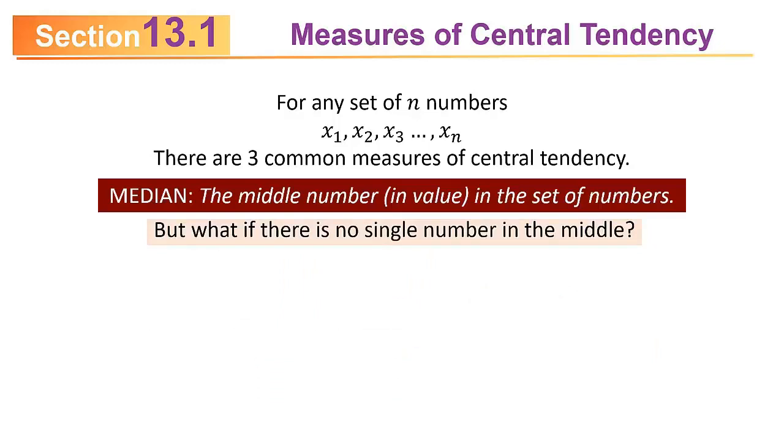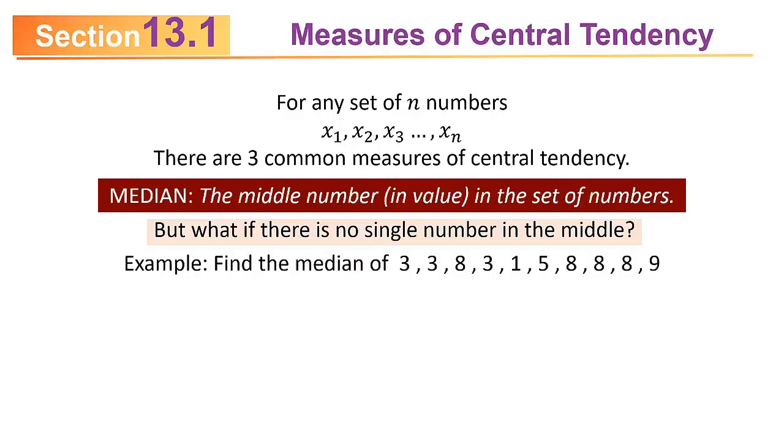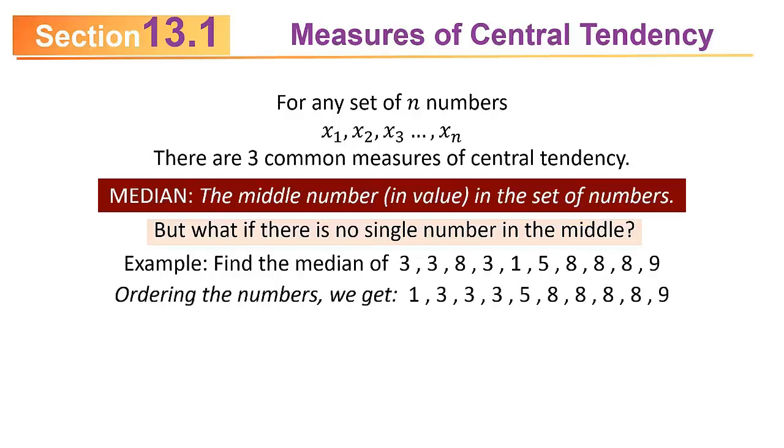But there can be a case where there is no single number in the middle. What do you do then? If I gave you the list of numbers 3, 3, 8, 3, 1, 5, 8, 8, 8, 9, now when you put the numbers in order, you get 1, 3, 3, 3, 5, 8, 8, 8, 8, 9. And there's no single number in the middle.